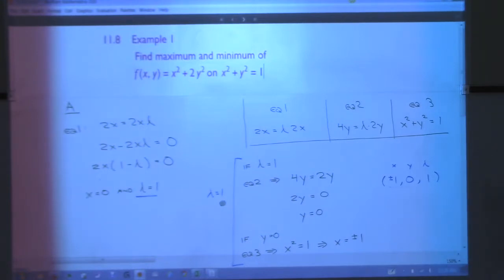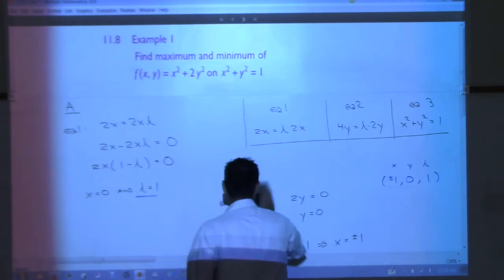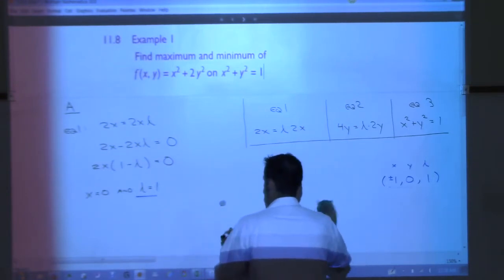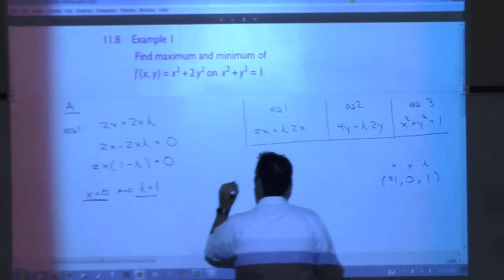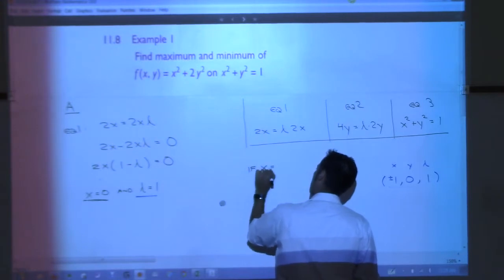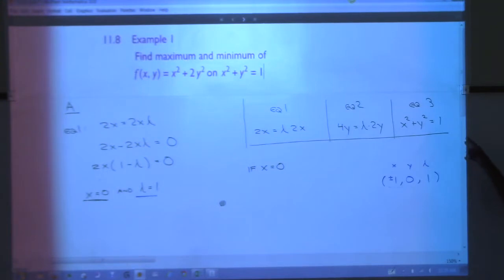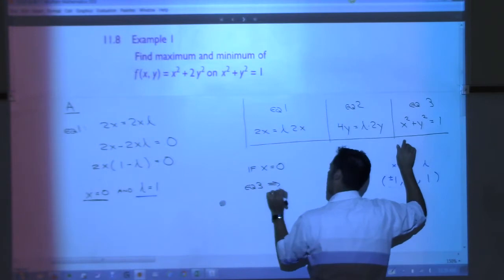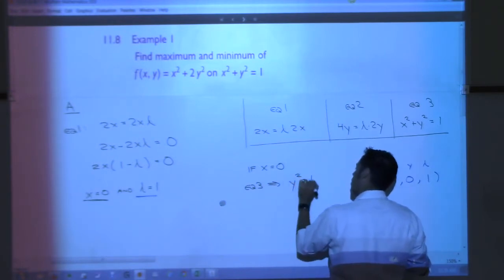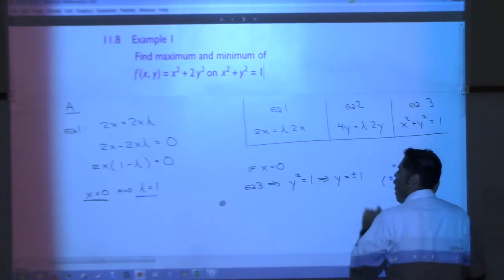So what do you think I'm going to do now? I'm going to suppose that x is 0. So now, let's do everything again. This time I'm going to say this case right here. If x is 0, then what can you tell me? Equation 3 tells us that y squared equals 1, which implies that y must be equal to plus or minus 1.